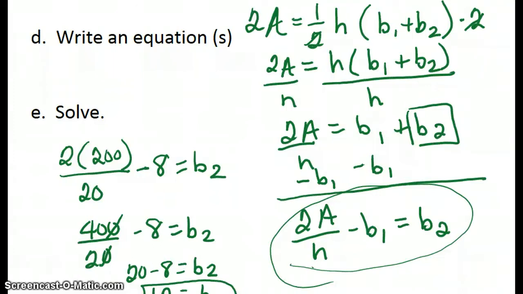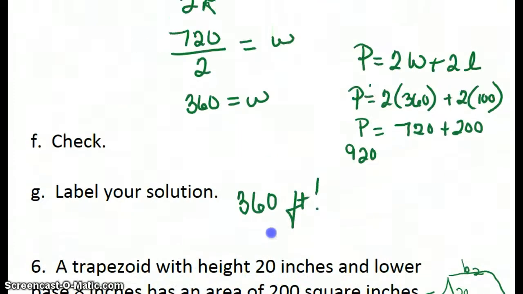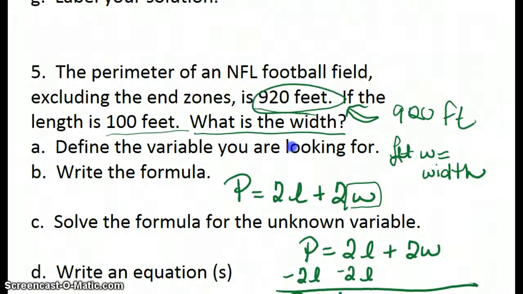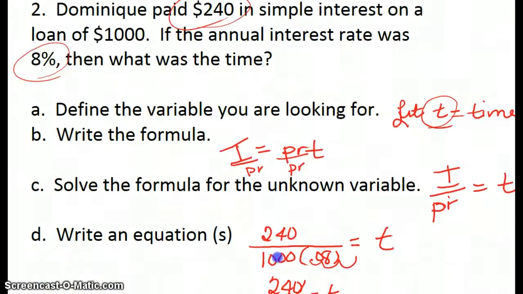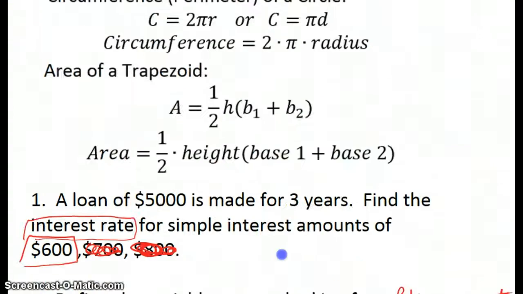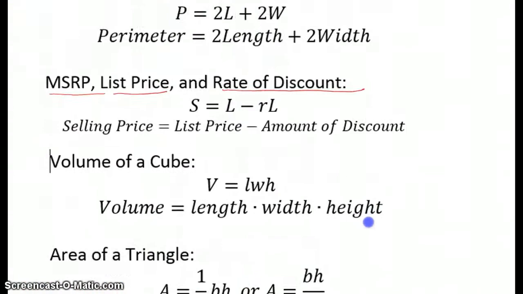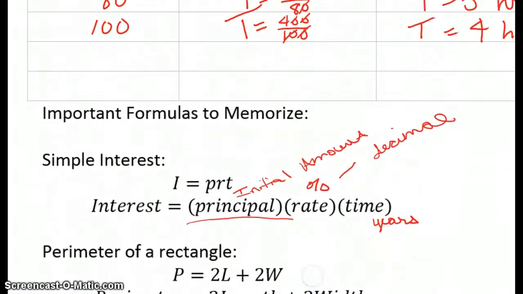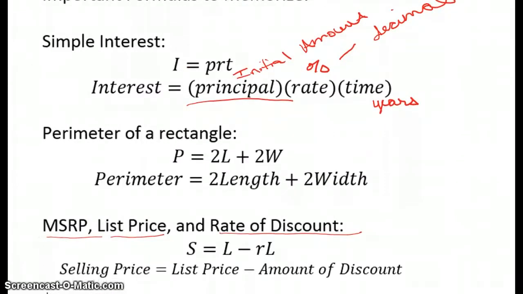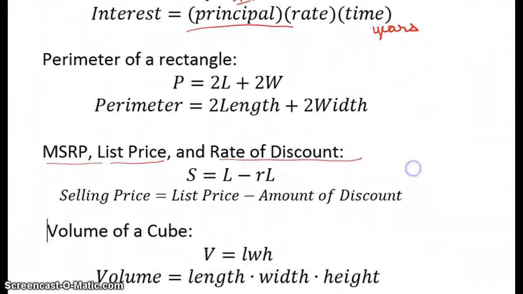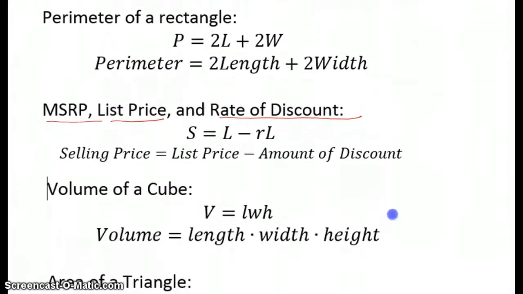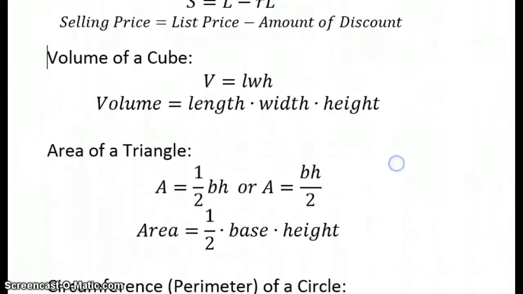I'm just going to go back up really quick and show you the equations one more time, so you can copy those and you can use your pause button and get them into your notes if you weren't able to get on the OneNote today. If you're not on the OneNote, please let me know. Okay. So here are your formulas. Simple interest, perimeter of a rectangle, MSRP and rate of discount, volume of a cube, area of a triangle.